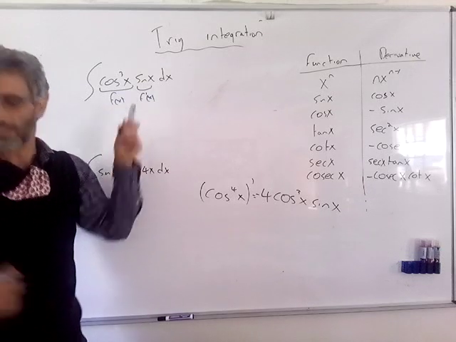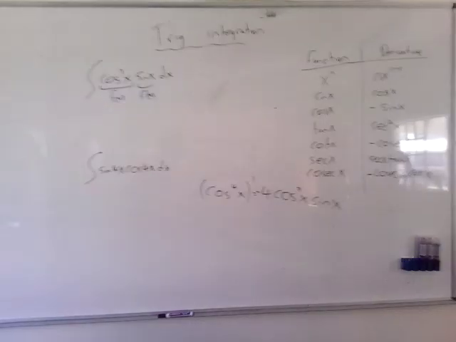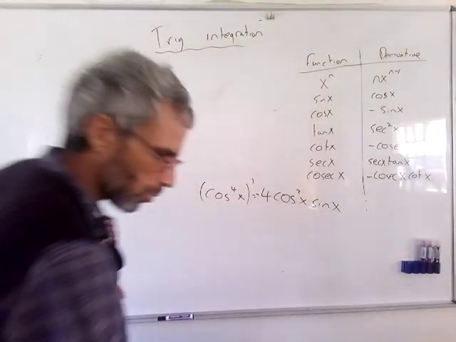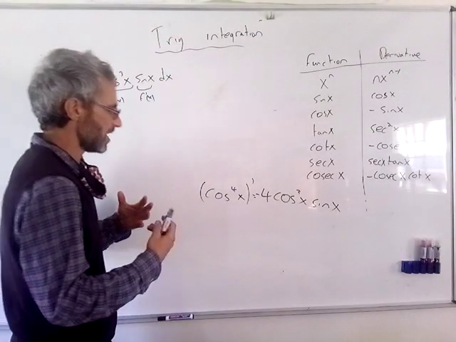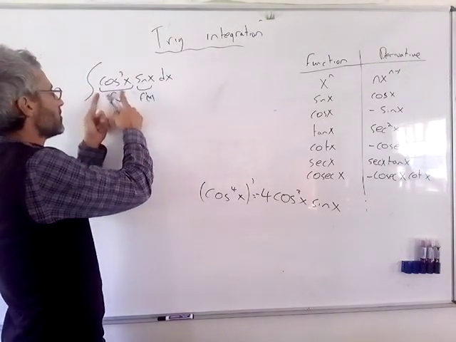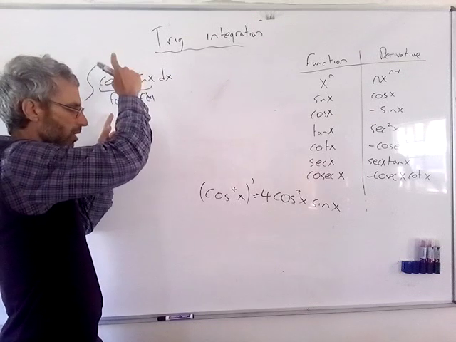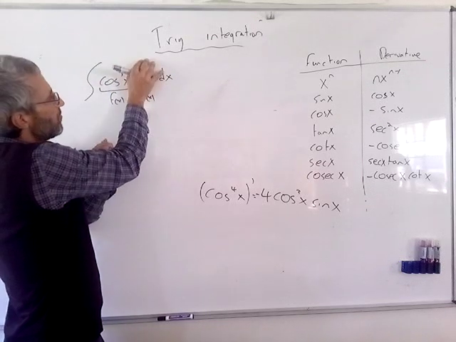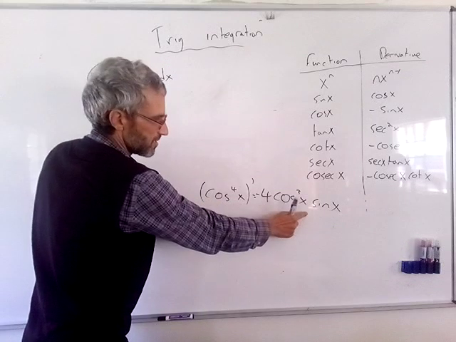Let me just pause here. What we're seeing, I'll repeat again, is that if we take the thing that we suspect, the one with the higher power, and do just the derivative of that, what we get is this.